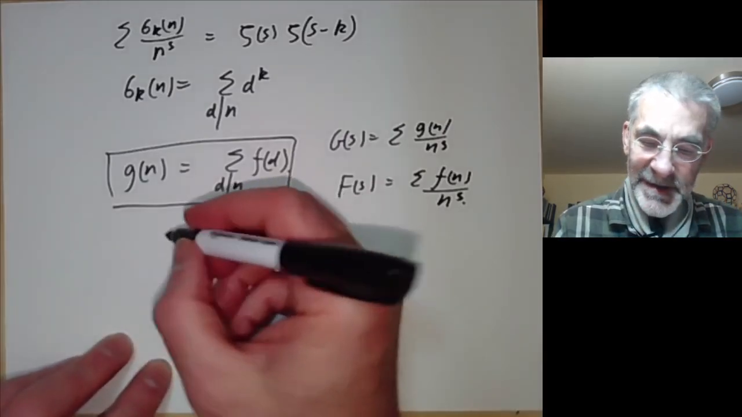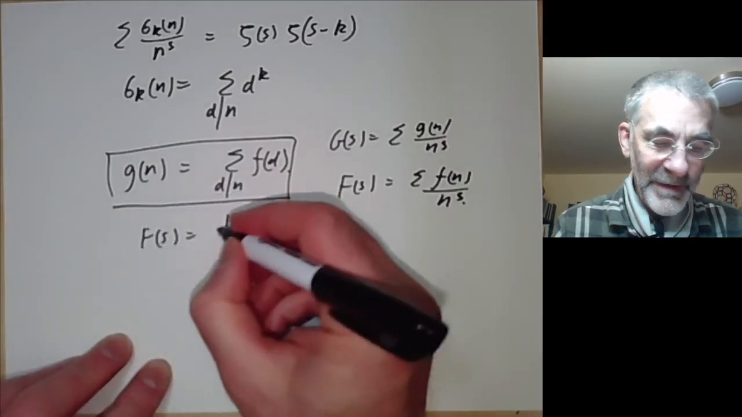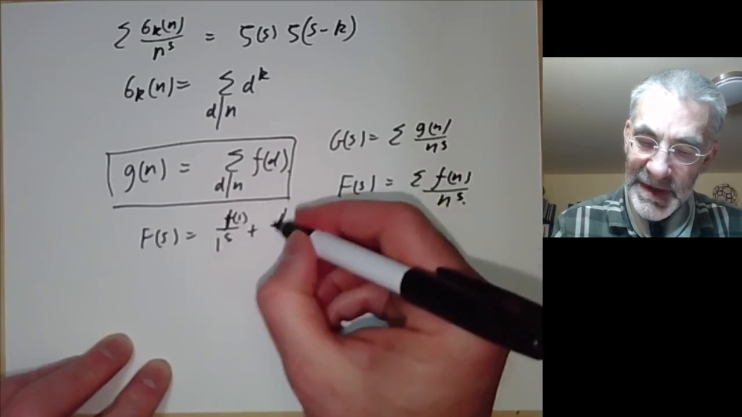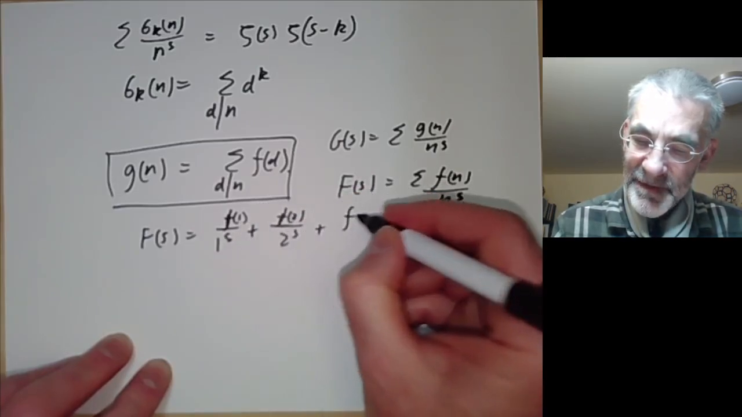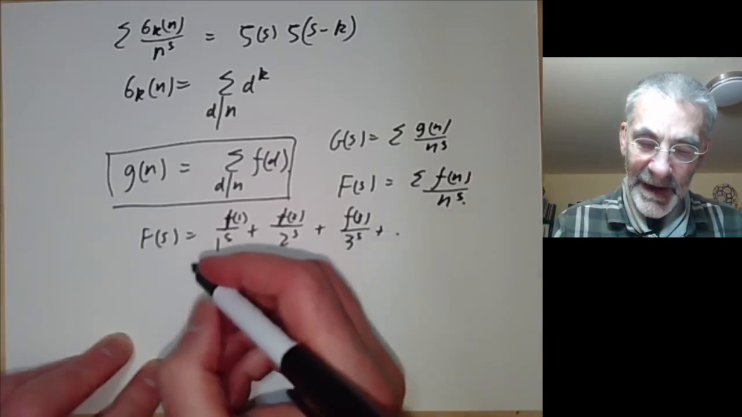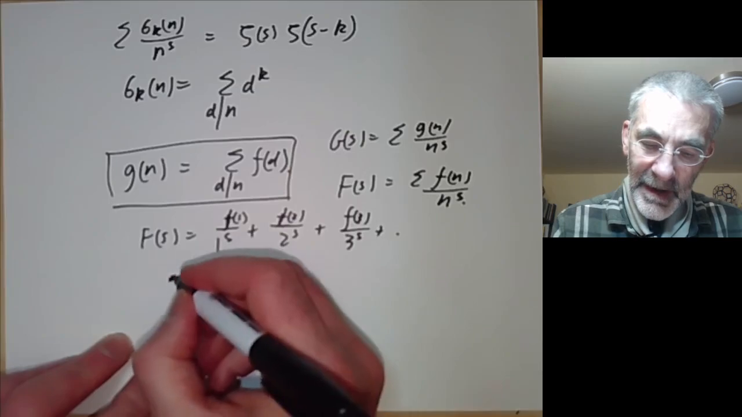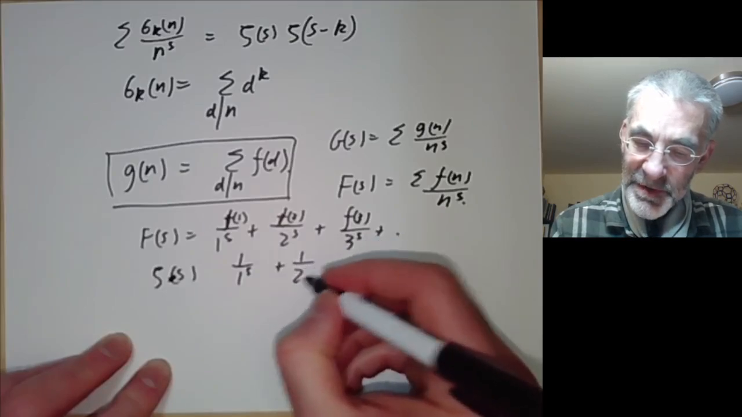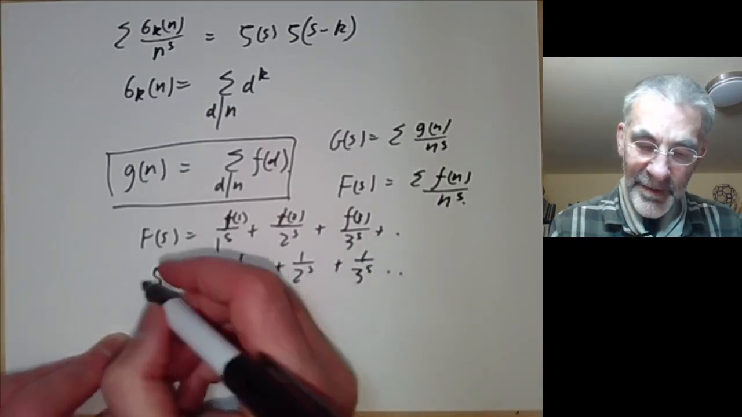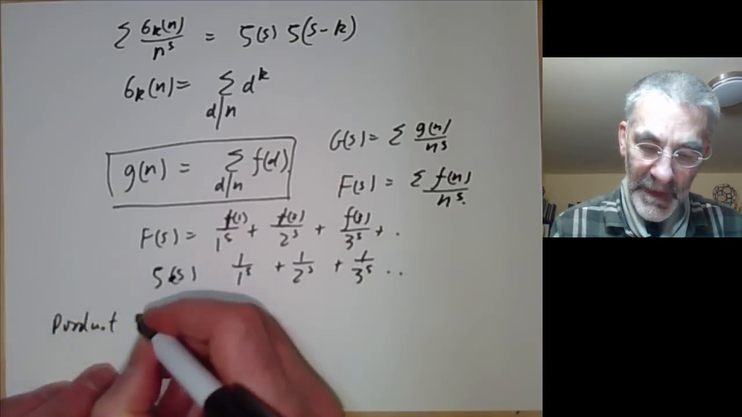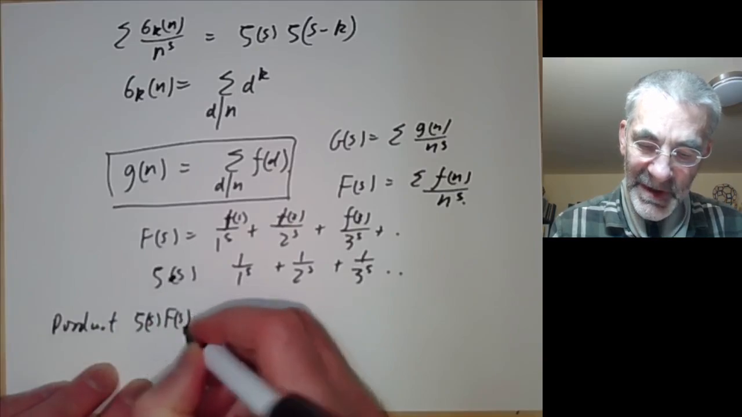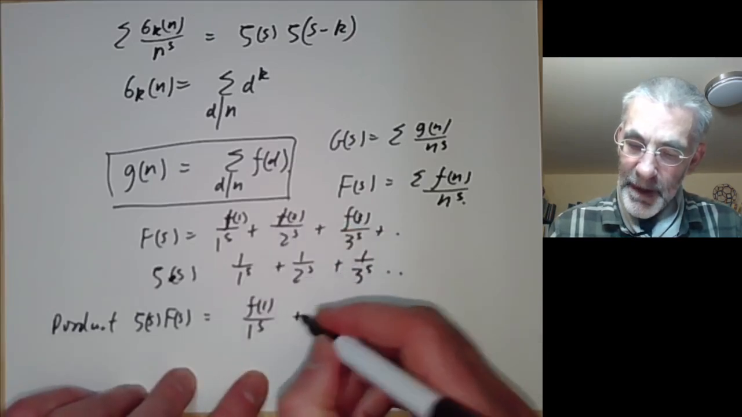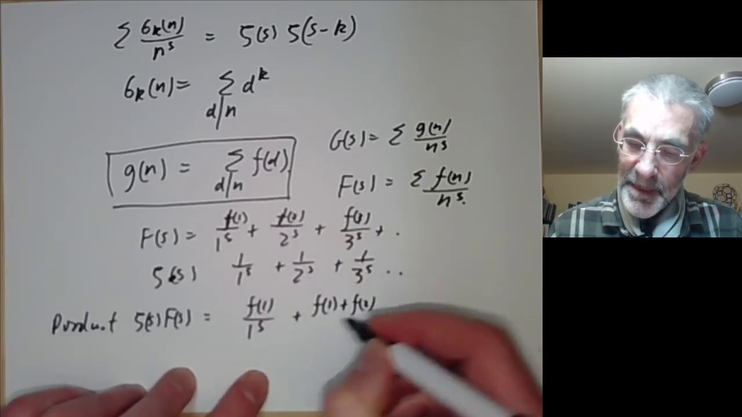Well, if we take F of s, so this is f of 1 over 1 to the s plus f of 2 over 2 to the s plus f of 3 over 3 to the s, and so on. And let's multiply it by zeta of s, which is 1 over 1 to the s plus 1 over 2 to the s plus 1 over 3 to the s, and so on. And the product, zeta of s times F of s, let's multiply it out. Well, it's going to be f of 1 over 1 to the s, and then we get f of 1 plus f of 2 over 2 to the s.